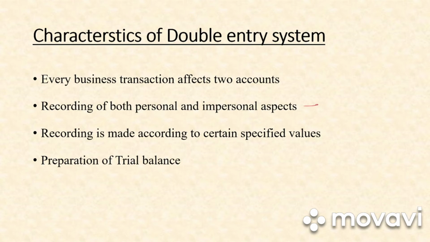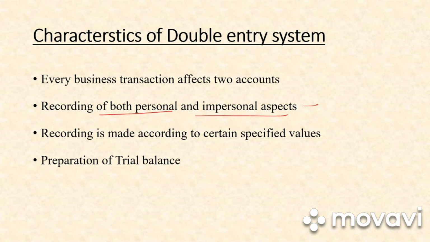Next, recording of both personal and impersonal aspects. Both personal and impersonal will be recorded in a double entry system. It is not necessary that we need to record only personal transactions or only impersonal. We record both personal and impersonal aspects.